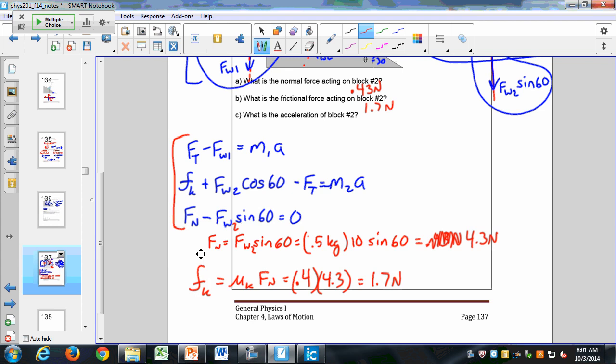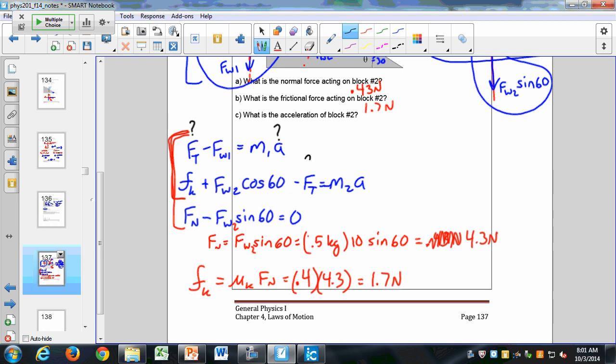And part C requires you to solve a system of equations. So I'm looking now for the acceleration of block 2. Let's look at these two equations because these have our accelerations in them and see how many unknowns we have. I'm going to mark them with a question mark. I don't know what the tension is, and I don't know what the acceleration is.